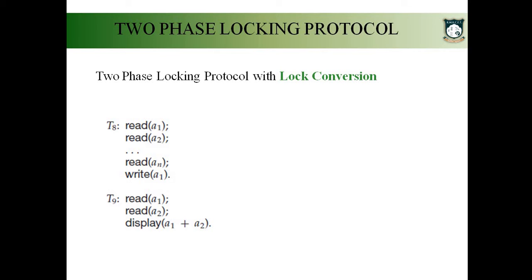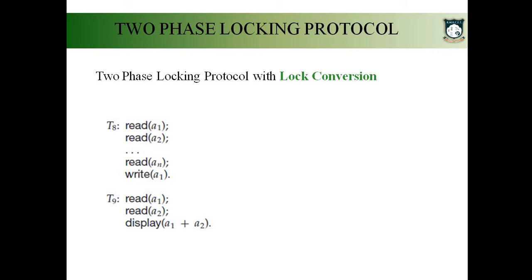Now when you do so, what happens? Till 90 lines, the data item will be locked only in shared mode. If it is locked in shared mode, any other transaction that also wants to lock the data item in shared mode can lock it and use it. So the level of concurrency will be increased. That is what the two-phase locking protocol with lock conversion is.